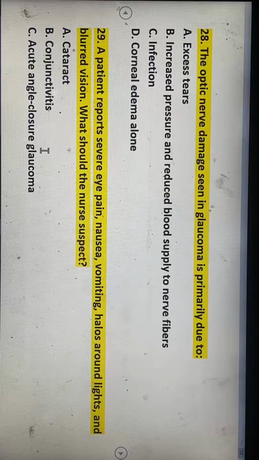When you see peripheral vision loss, when you see eye pain, when you see halos around light, when you see increased intraocular pressure, when you see tonometry, when you see gonioscopy, you should know that we are talking about what? Glaucoma. But when you see cloudiness, blurriness, we know we're talking about what? Cataract.